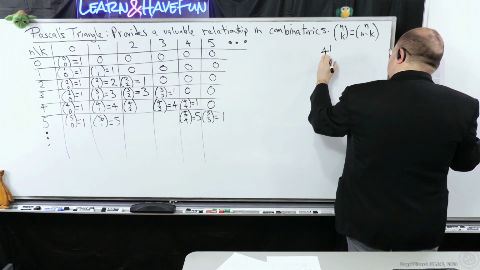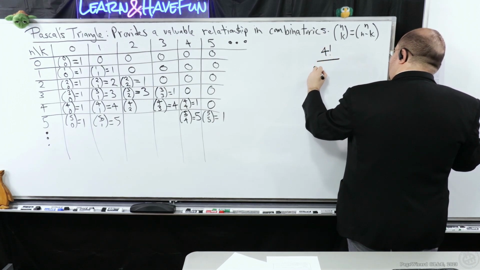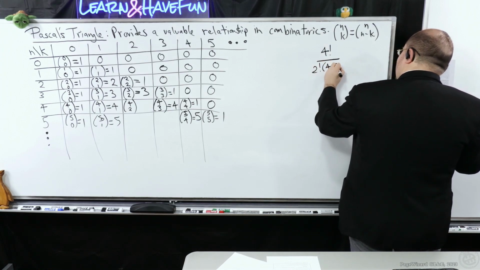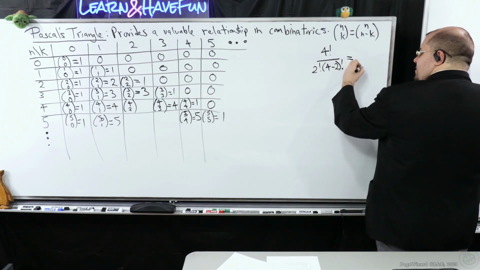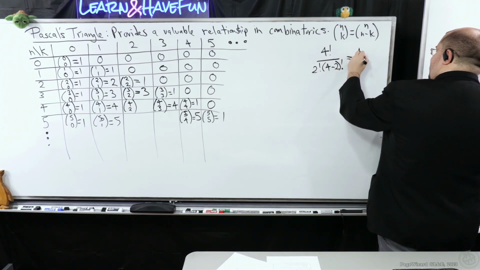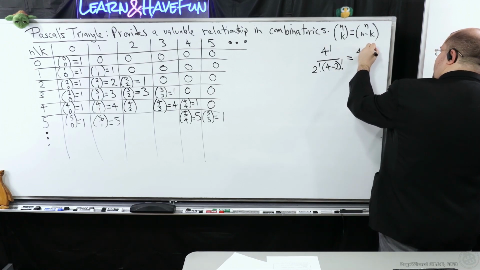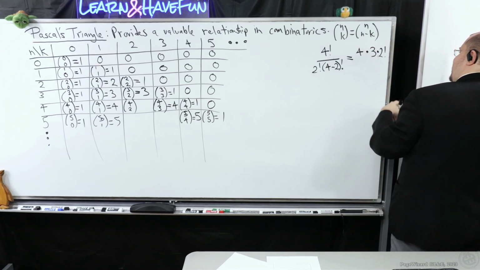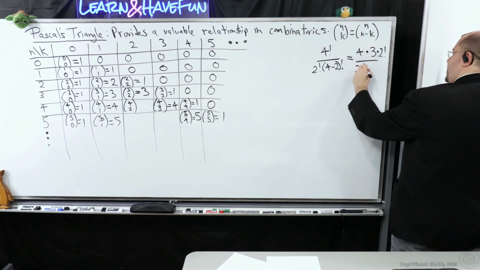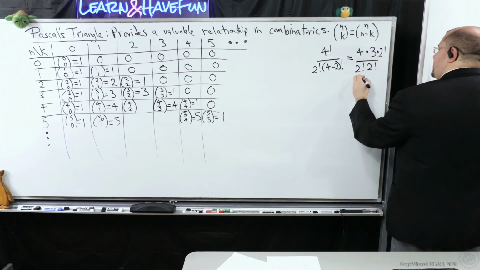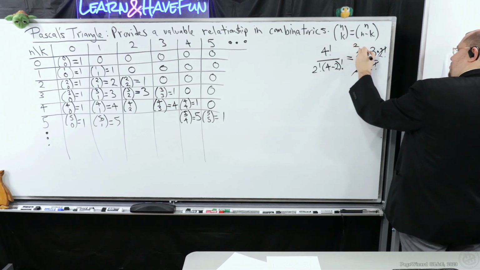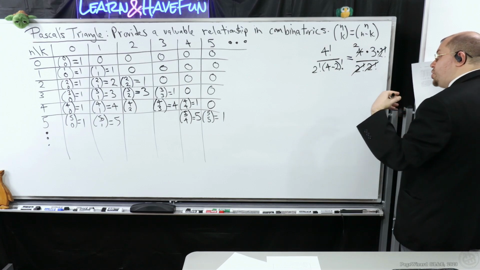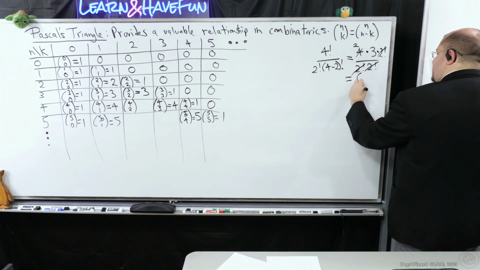4 factorial over 2 factorial times 4 minus 2 factorial, right? We actually computed this in a previous exercise. It's just 4 times 3 factorial, but I can extend it even further. I'll go 4 times 3 times 2 factorial over 2 factorial times 2 factorial. So the 2 factorials cancel. Then I have 2 factorial left, which turns the 4 into a 2, because 4 divided by 2 is just 2. So I have 3 times 2, which is just 6, right?